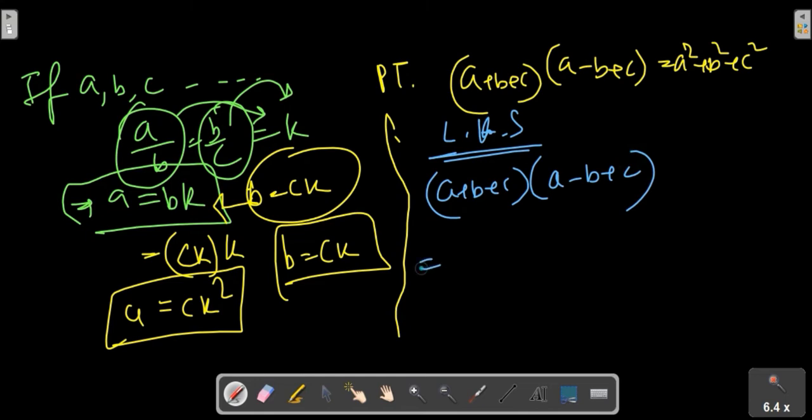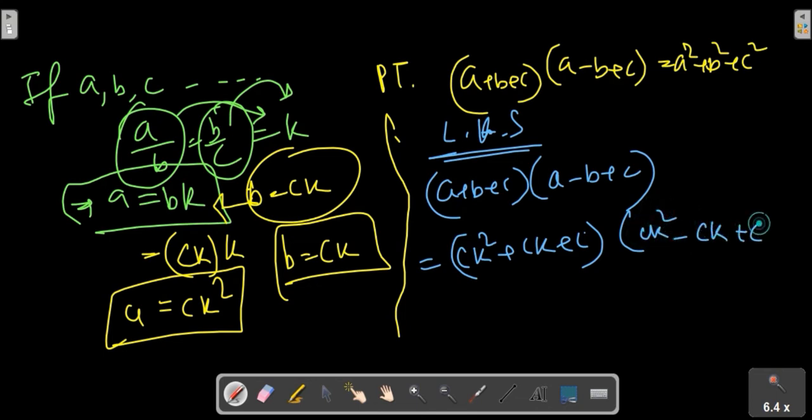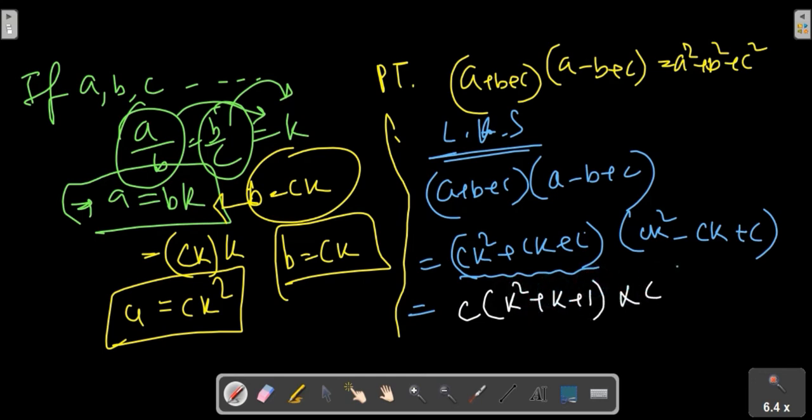So let's put now in the place of A, CK square, in the place of B, CK, and C will be C alone. Here also let us put CK square in the place of A, CK in the place of B, and C will be alone. So from the first term, I can see that I can take C common, so it would be K square plus K plus 1, right? And from the second part also I can take C common, so it would be K square minus K plus 1, right? Yeah, it is something like that only.